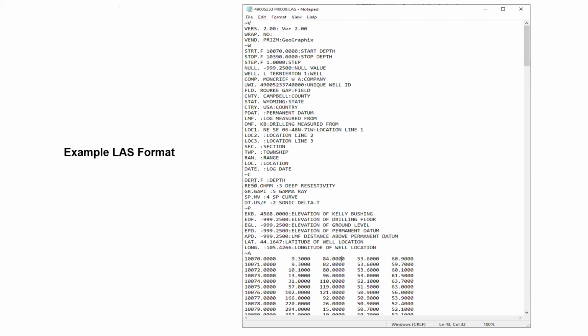Right now you can see that the first one is the depth, and then ResD, GR, SP, DT, with values 1, 2, 3, 4, 5. Depth is basically not a log or curve. Basically, it shows the interval that needs to be available over there. So after the depth, you have 4 different curves in this LAS file.